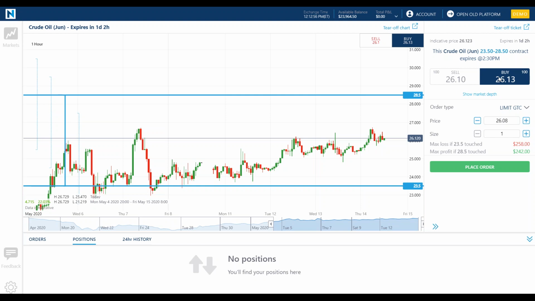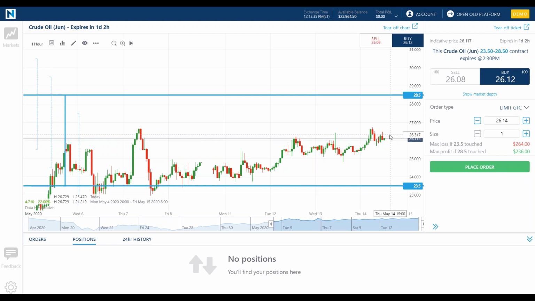If I think the price of oil is going to go higher, I can click buy. And if I were to buy at 26.14, all right, that's what I'm buying, and I know that current level is 26.12. If oil were to go all the way up to 28.50, if it touches 28.50, I am knocked out of my trade, and I stand to potentially profit. My max profit is $236 on a one lot.